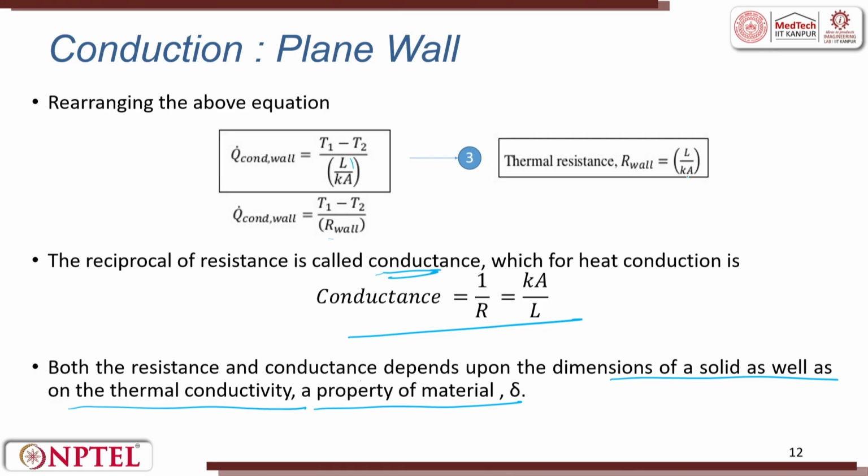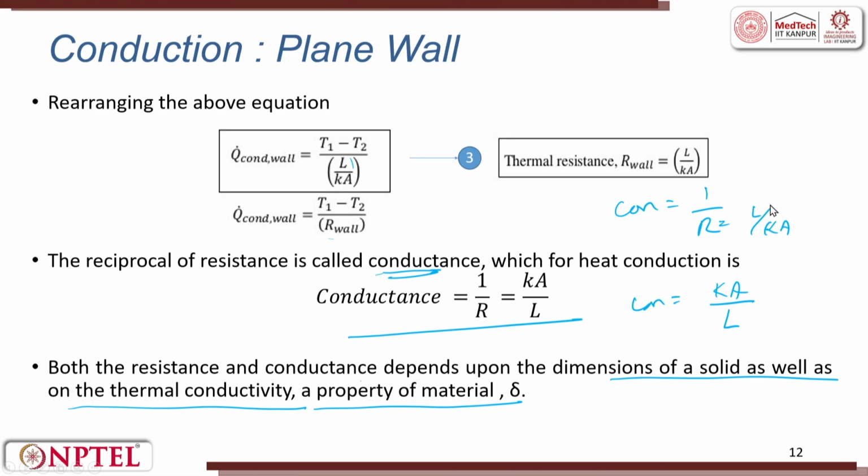1 by R is the resistance. So, conductance is nothing but 1 by resistance, that is what we are writing here. And R is nothing but L by KA. So now, conductance will be KA by L, that is it. That is what we have written here. So, it is nothing big.